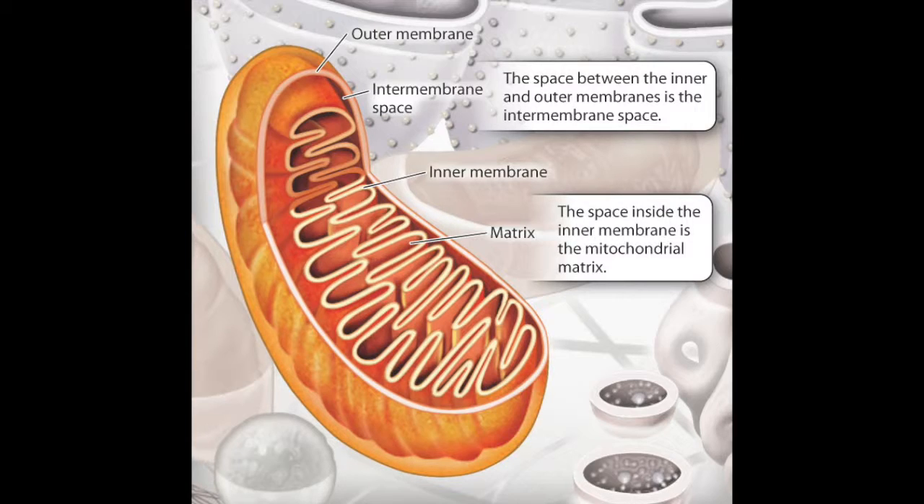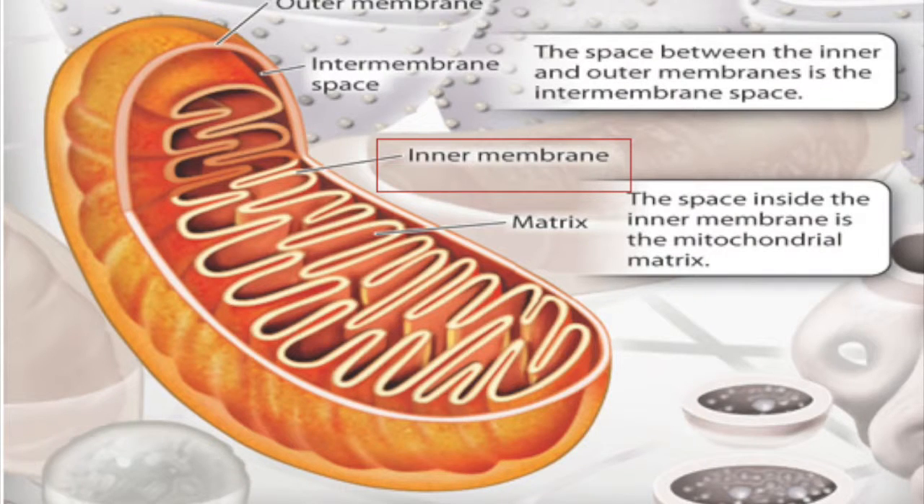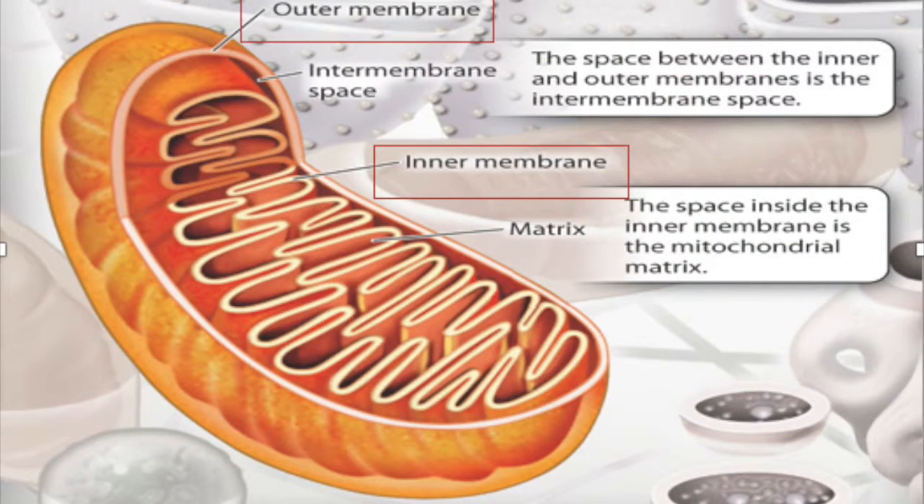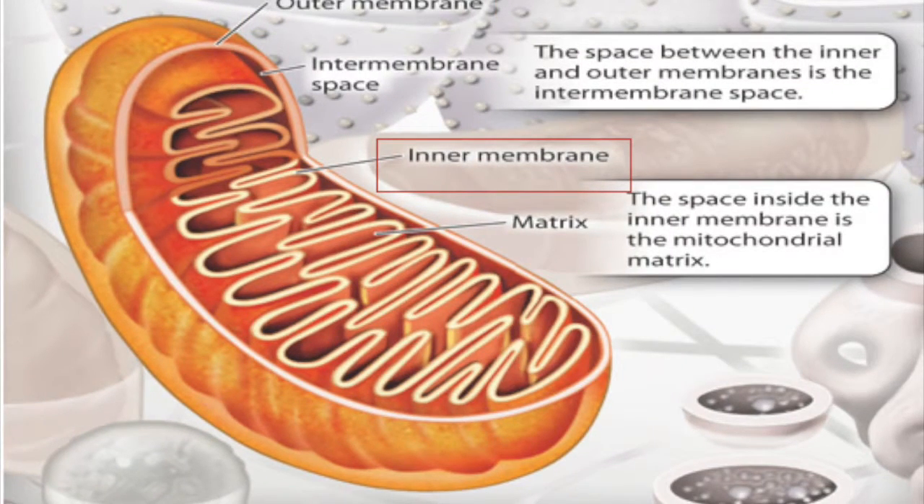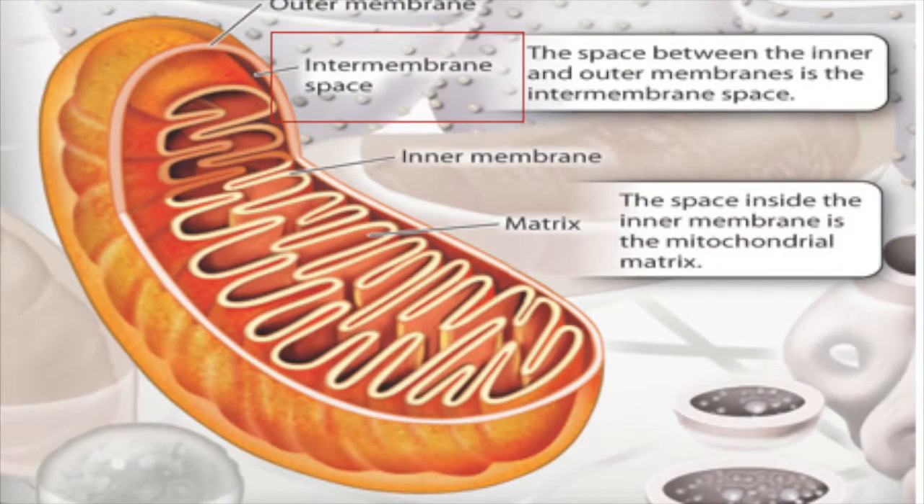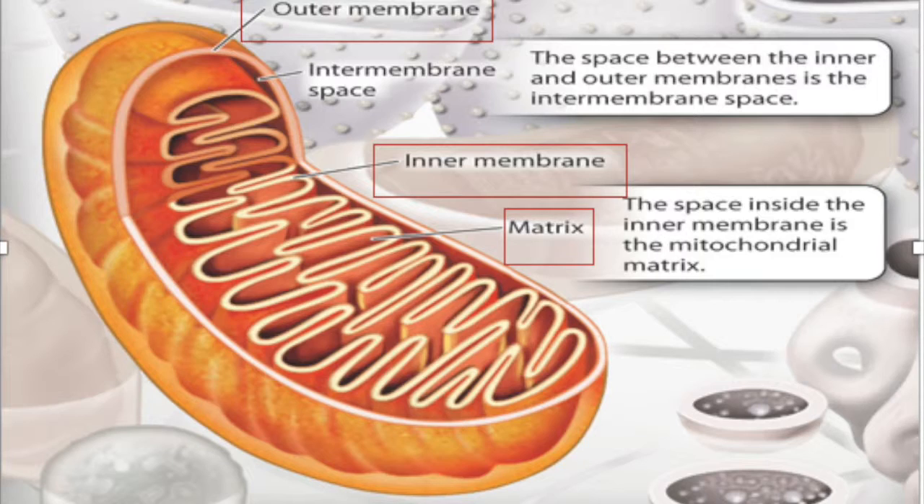This stage acts as a link between glycolysis and the citric acid cycle, and it also takes place inside of the mitochondria. The mitochondria consist of an inner membrane and an outer membrane. The space between the inner and the outer membrane is called the intermembrane space. The space enclosed by the inner membrane is called the mitochondrial matrix.